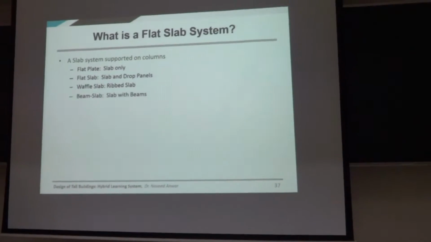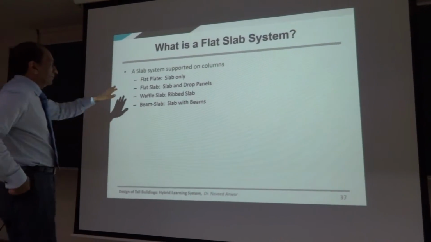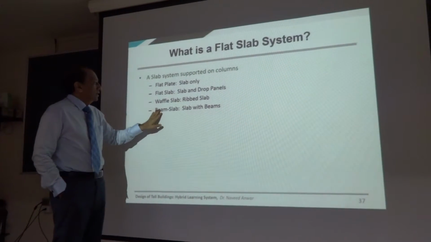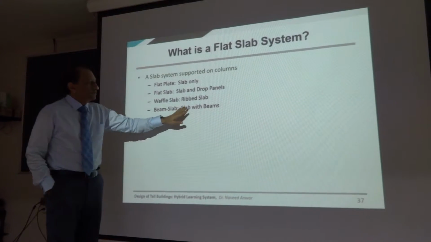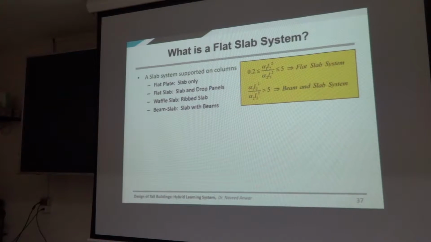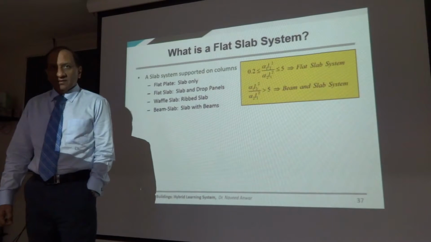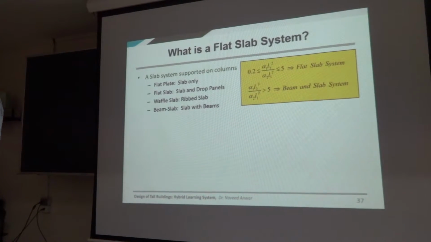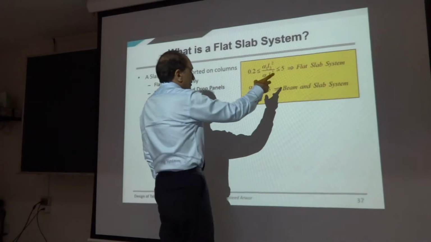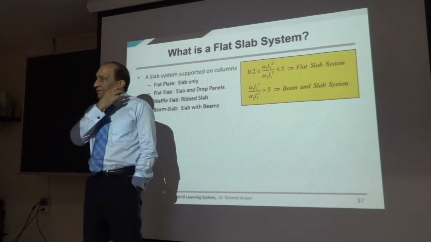For our purpose, the slab system is supported on columns: flat plate, flat slab, flat slab with drop panels, waffle slab, web slab, beam-slab, slab with beams, and you know the difference between beam and slab. And this is the limit, that it should be two-way, it should not be one-way, right? So the ratio between long and short span and the beam to slab ratios are given here. So the things should be within that.